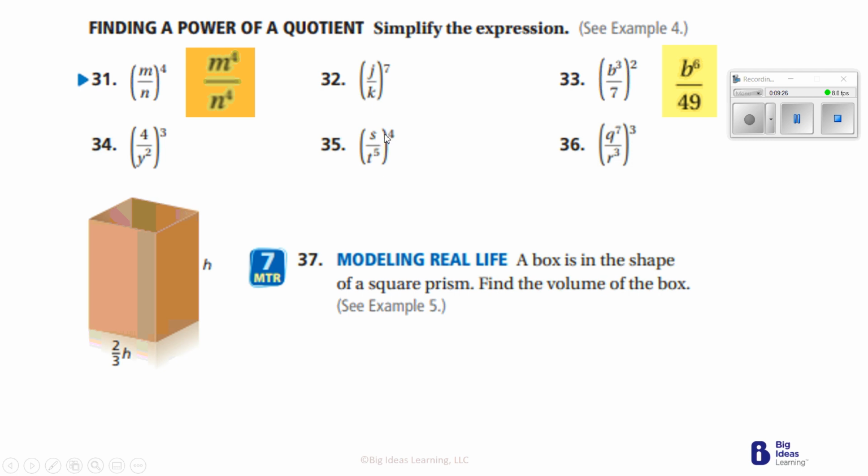So s is going to be to the 4th power, and since this is an exponent to an exponent, t will be to the 20th power. S to the 4th power over t to the 20th.